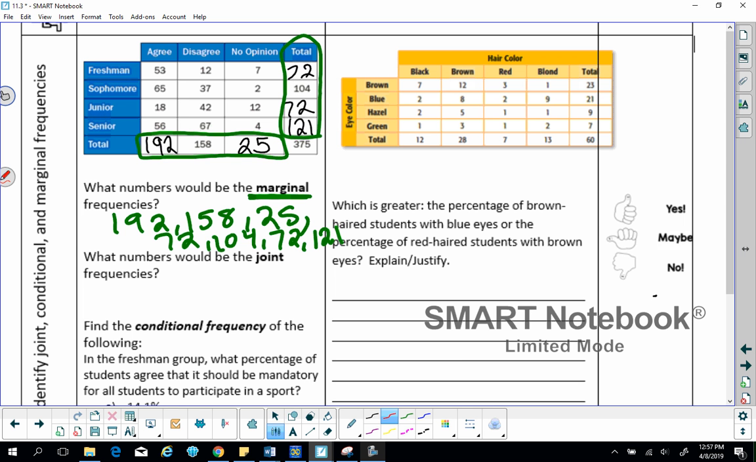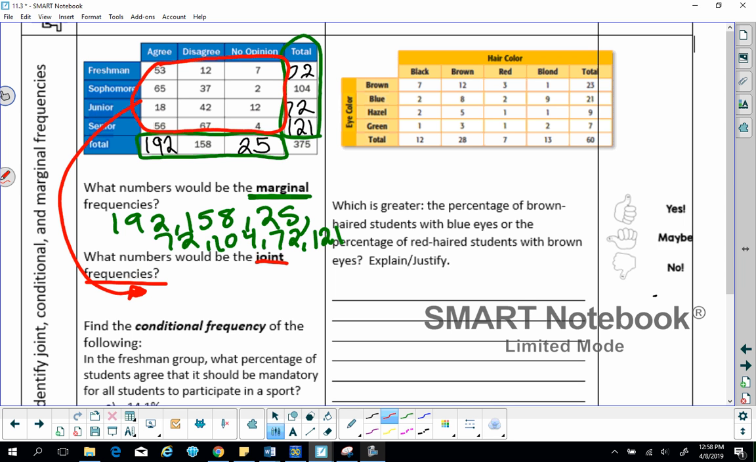So remember that if I said this person doesn't have any joints in their body, what would they look like? They would look like a blob, right? Joints are what make up your body. So joint frequencies are your main data. It's the data all in the center. So all these numbers right here are called your joint frequencies. So joint frequencies are all the numbers in the middle. They make up your data.